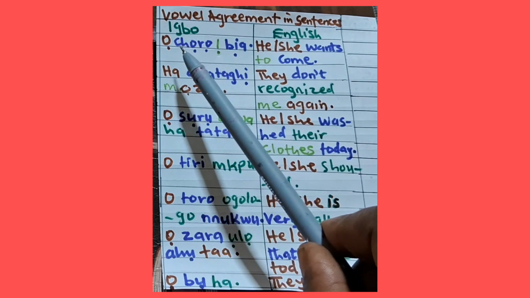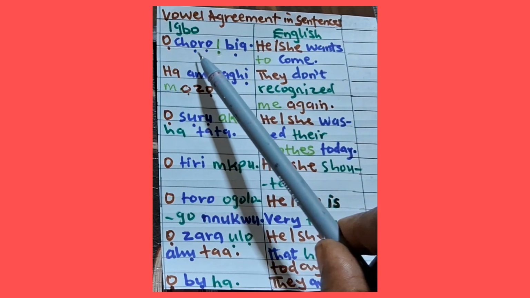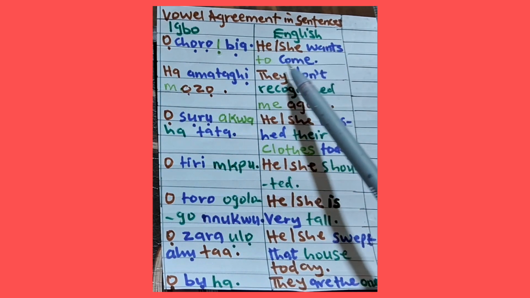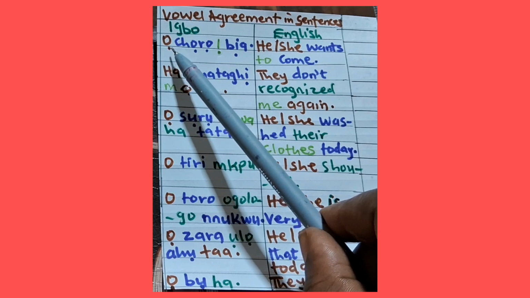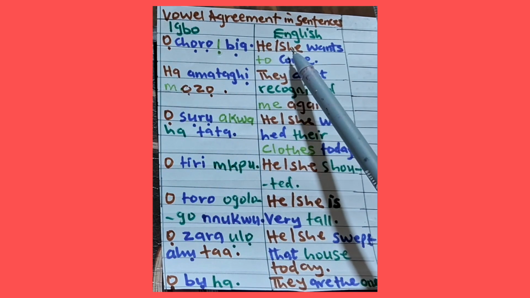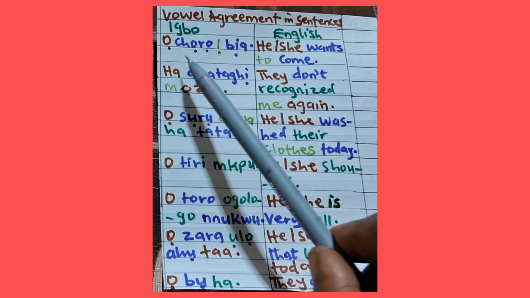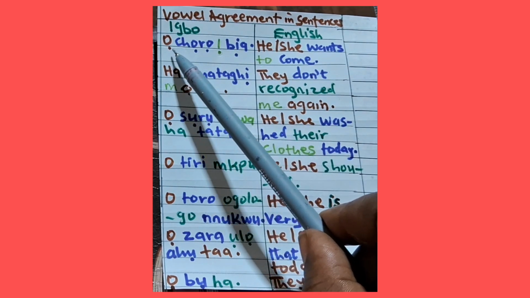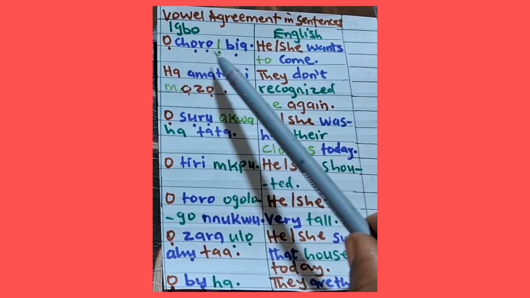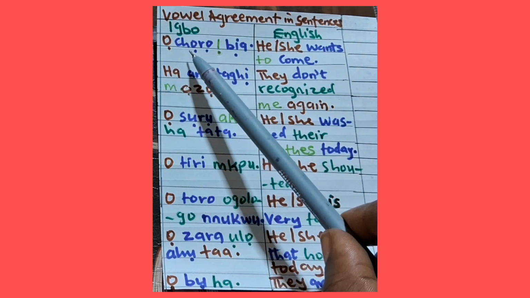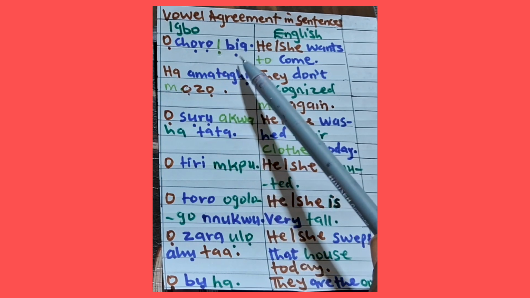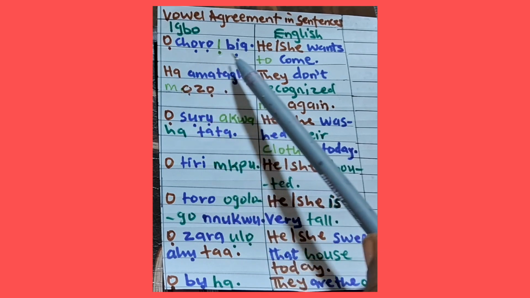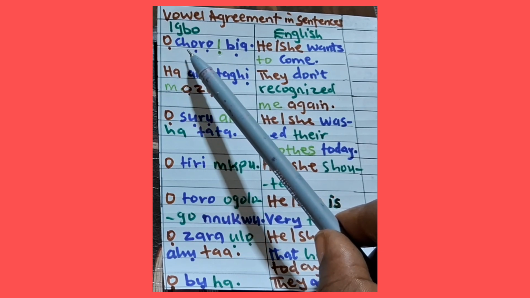Igbo, English. Number one sentence says, Ọ chọrọ ịbịa. Ọ chọrọ ịbịa, meaning he or she wants to come. Remember, ọ is a pronoun, nnọchiaha, that represents he or she in Igbo language. You can find that we use light vowel throughout. Light vowels are those vowels that have a dot under. You can see ị, and the ọ is also a light vowel. We use light vowel throughout. That is what we mean by vowel agreement.